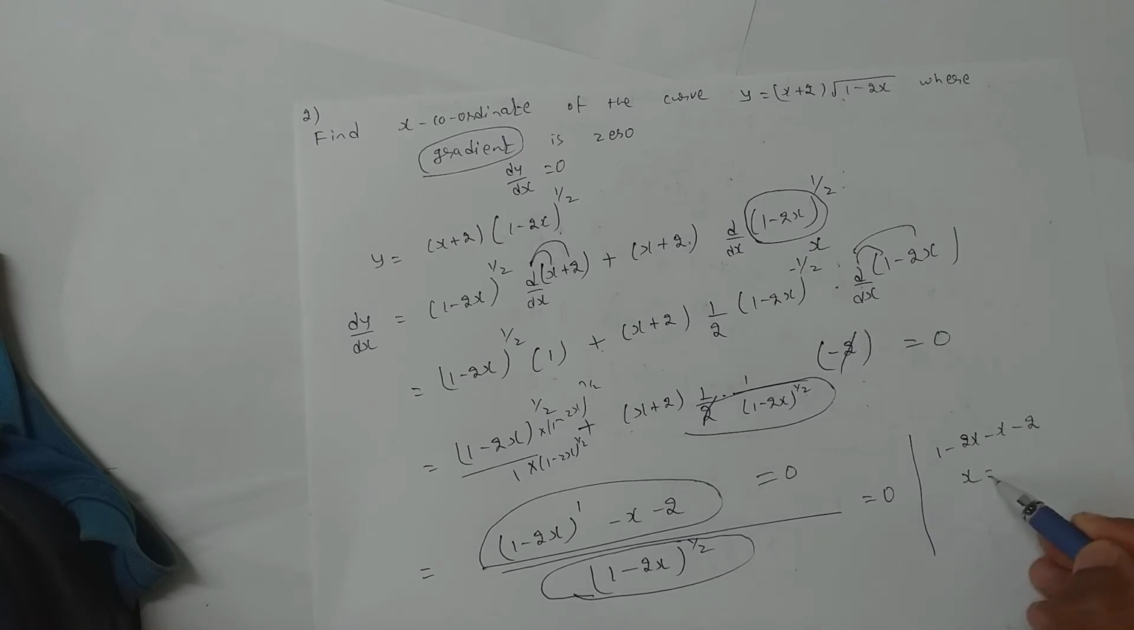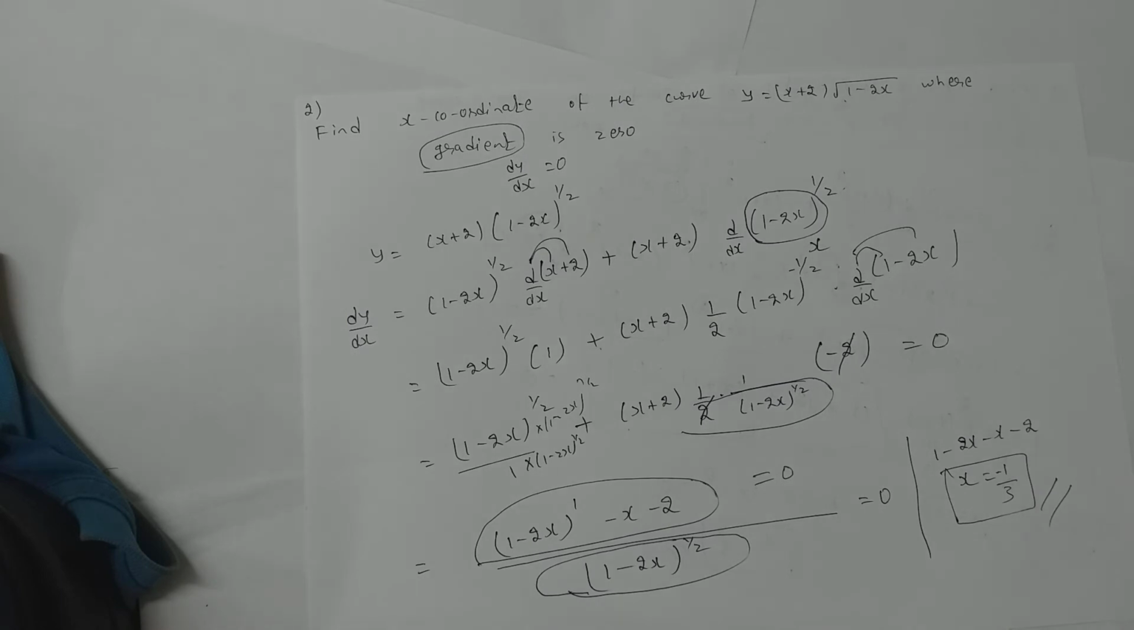So from the x terms I get minus 3x and here minus 1. So minus 1 goes there, plus 1 by minus 3, so it is minus 1 by 3. So I found the x value to be minus 1 by 3 when my gradient is 0. Am I clear? Like this, questions are asked on product rule. Look at the next sum.